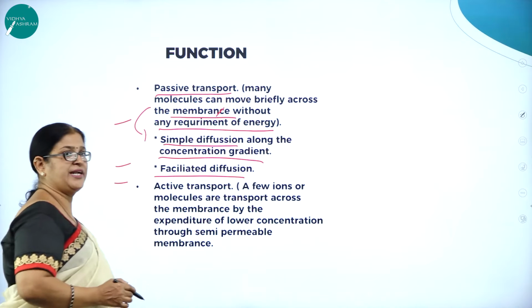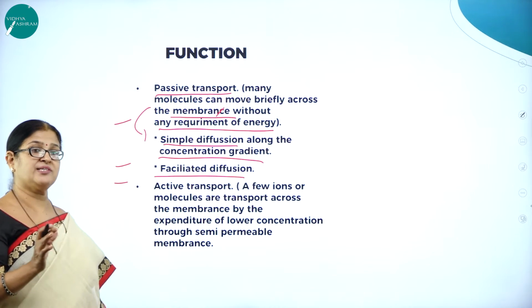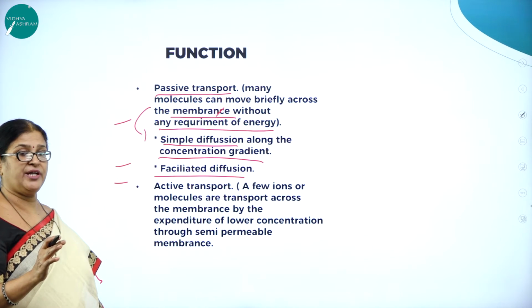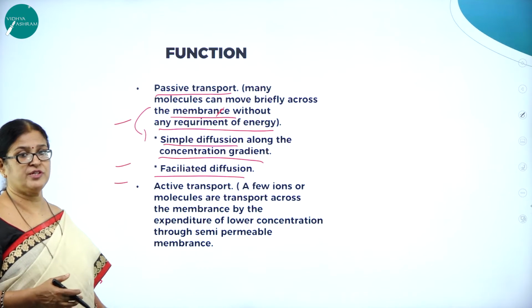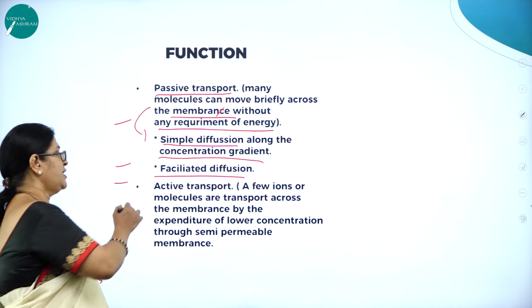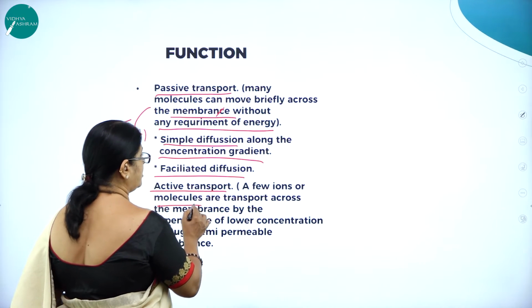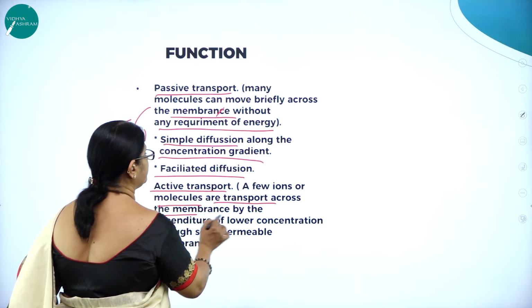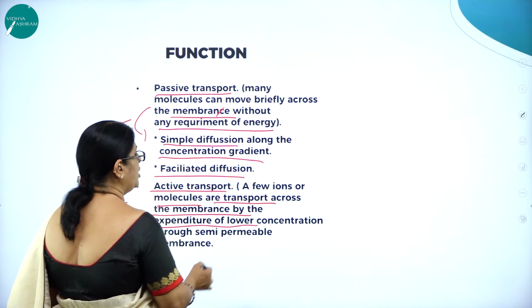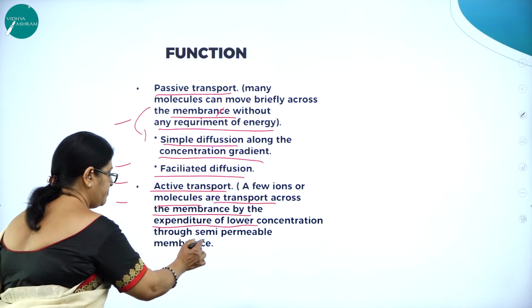What do you mean by facilitated diffusion? There are some protein molecules which act as channels. With the help of protein channels, the process of diffusion takes place, and such type of diffusion is called facilitated diffusion. And sometimes through active transport, a few ions or molecules are transported across the membrane against the concentration gradient, with expenditure of energy, through the semi-permeable membrane.